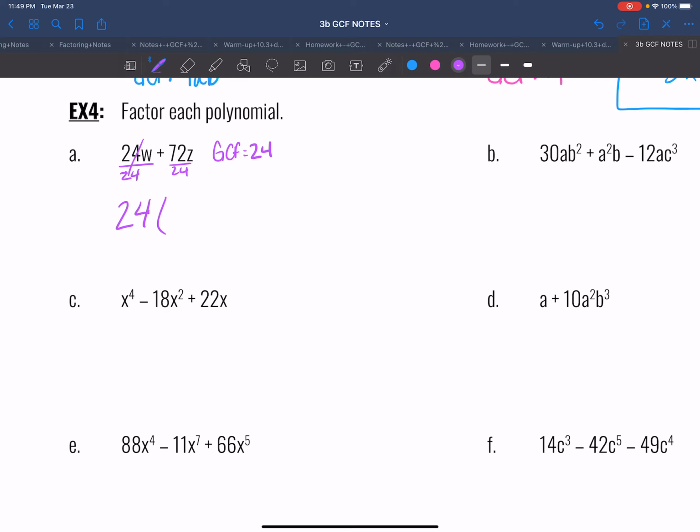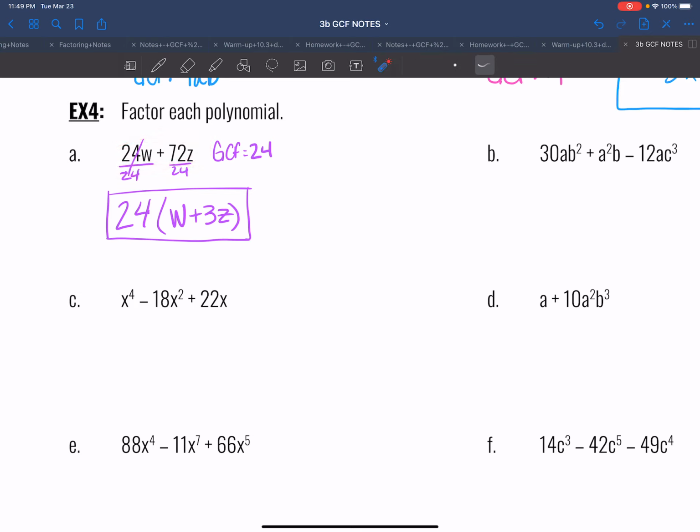So we don't really need to write 1 times W. So this term just has a W left over. And then 72Z divided by 24 would be 3Z. So that answer right there would be the factored form of this original polynomial.